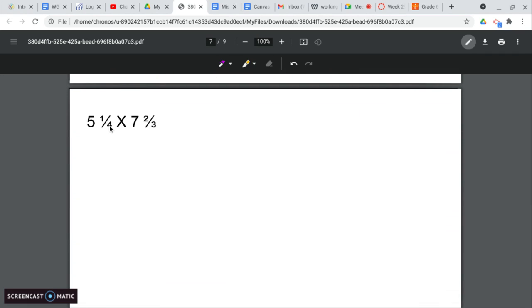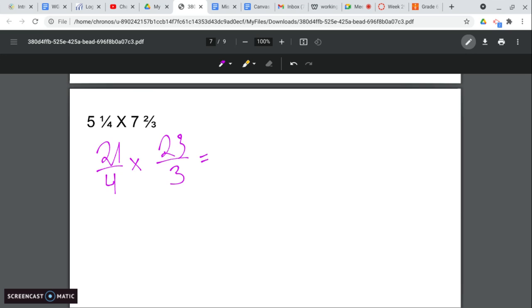5 1/4. So 5 times 4 is 20, plus 1 is 21. So 21/4 times 7 times 3 is 21, plus 2 is 23 over 3. Now here's a place where you could use that simplifying and cancel the 21 and the 3 to make that 7, to make it a little smaller, but you don't have to.